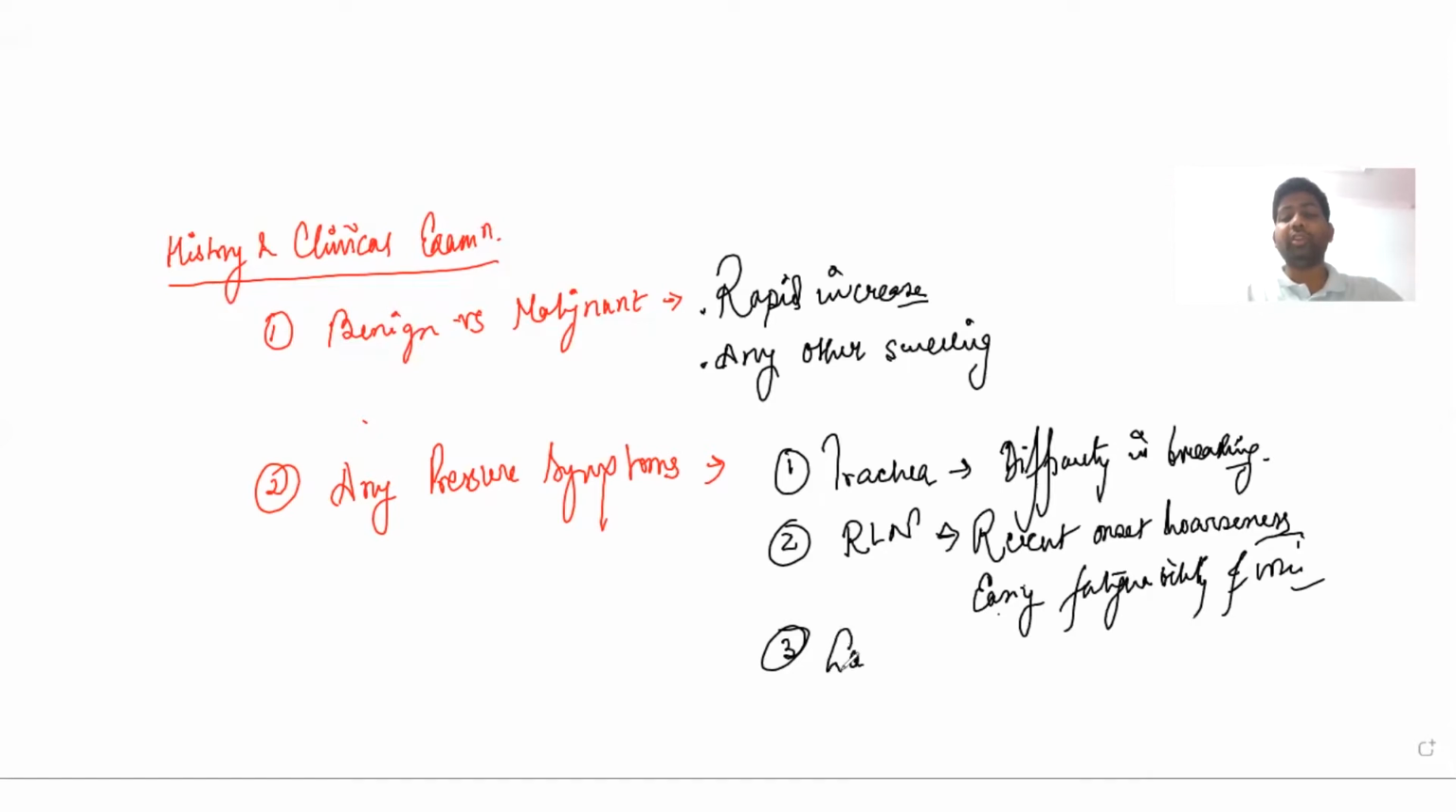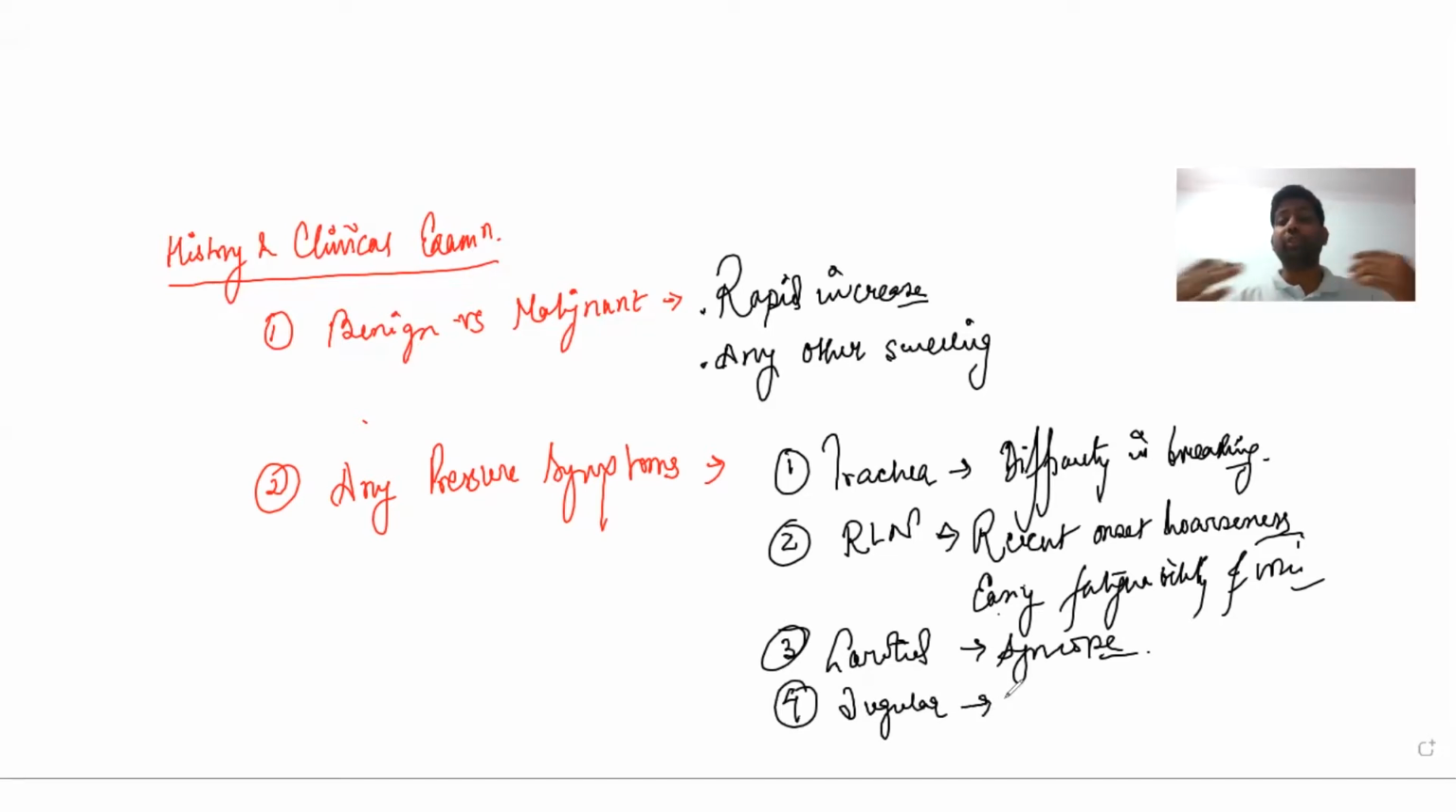Now, if the carotid vessel gets compressed, what will happen? The patient will get history of syncope, multiple recurrent episodes of syncope. Also, if the jugular vessels get compressed, the patient will give history of puffiness of the face because the venous return will be compromised. So there will be puffiness of the face.